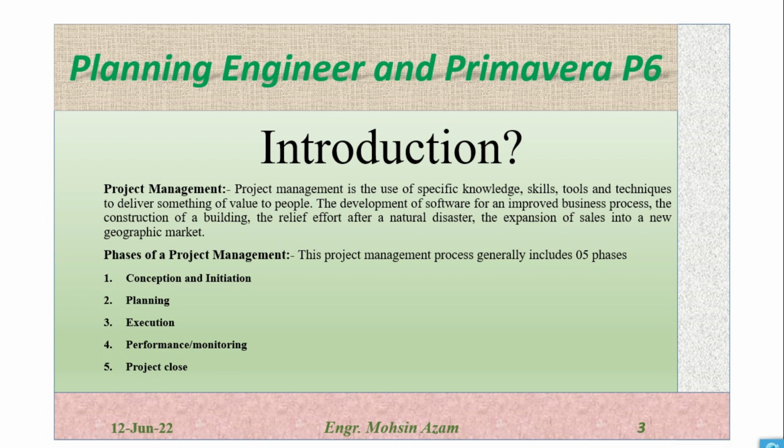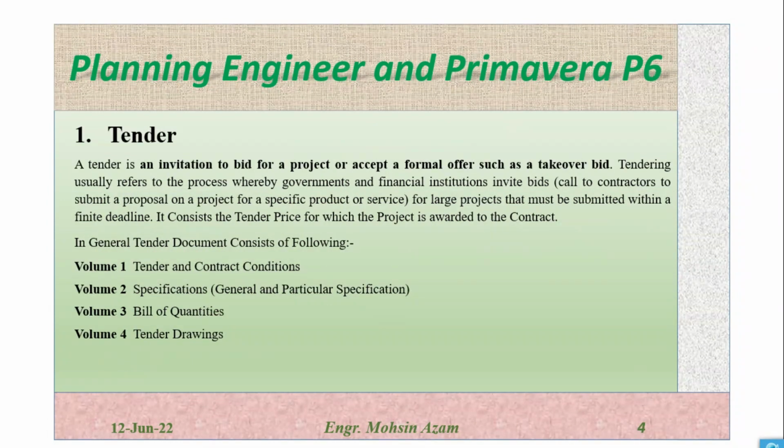Phases of project management. The project management process generally includes 5 phases: conception and initiation, the second is planning, the third one is execution, the fourth one is performance and monitoring, the fifth one is project closeout or handing over. Now next we will discuss here tender.